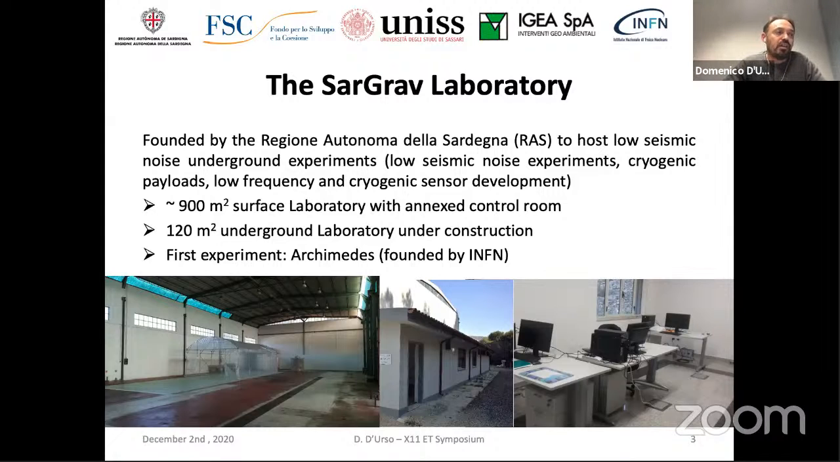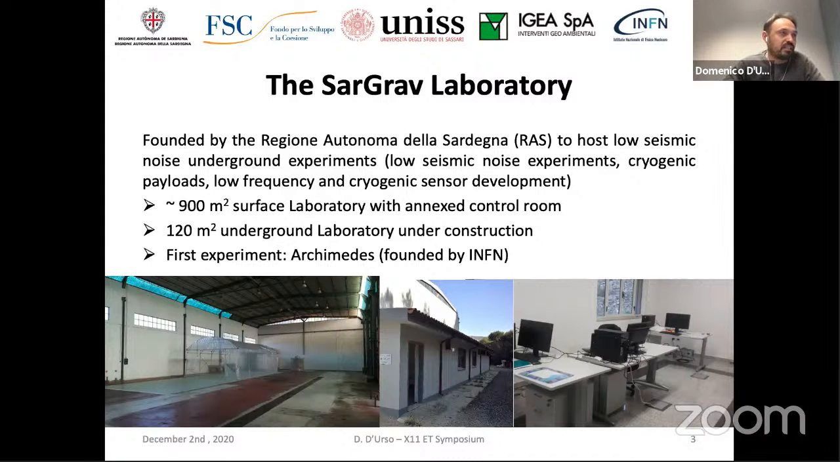At the moment on the surface, you have more or less 900 square meters available for equipment, with a control room and optical lab. And there is in preparation an area of 100 square meters underground to host experiments. The first experiment that will be hosted is Archimedes. You have seen the presentation this morning by Luciano, that has been funded by the INFN, and that will benefit from the quite low noise available on the site to install and prove the prototype of Archimedes.